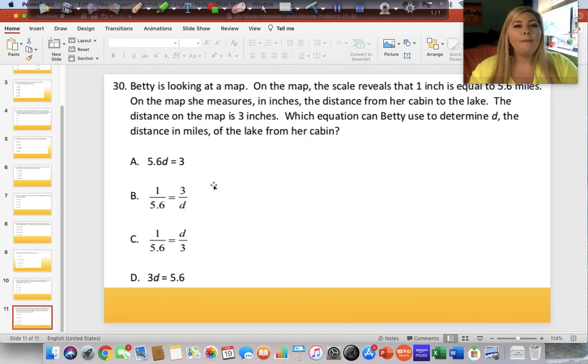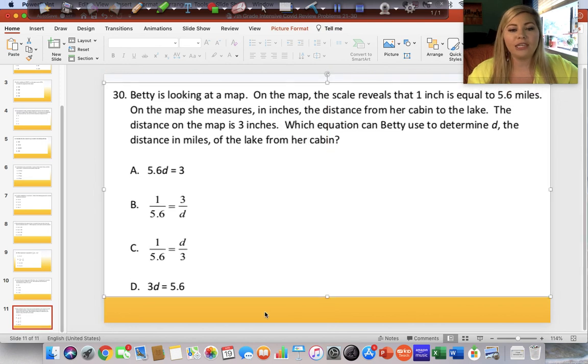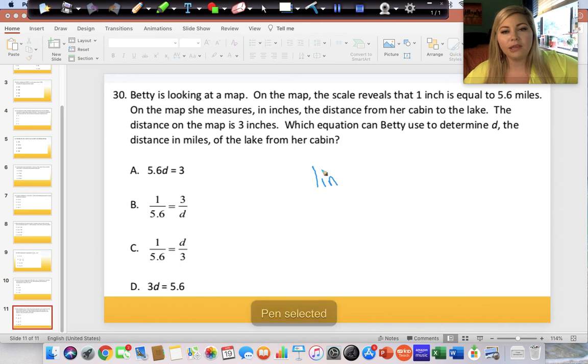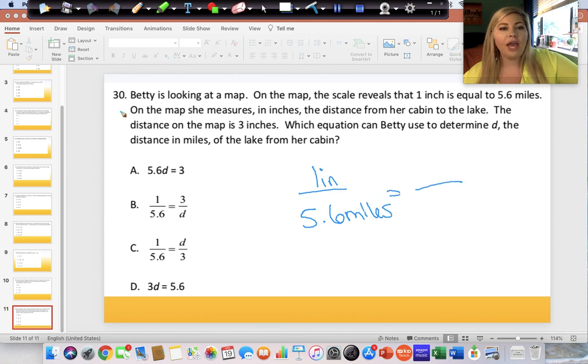Okay, last one. Betty is looking at a map. On the map, the scale reveals that 1 inch is equal to 5.6 miles. And anytime I'm dealing with scale factors, I want to go ahead and write my scale in there. So my scale is 1 inch is equal to 5.6 miles. Okay, on the map, she measures in inches the distance from her cabin to the lake. The distance on the map is 3 inches. So I'm going to put 3 inches on top because we remember we want to put inches with inches and miles with miles.